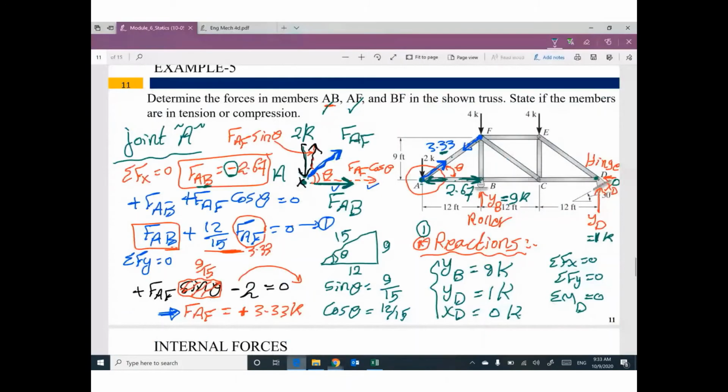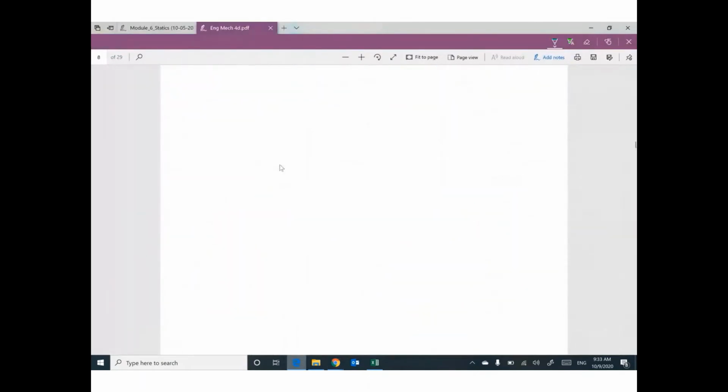This point is confusing, I know. If you have a member, we have only one member. This one is one member, connected here at a joint and connected here at another joint.